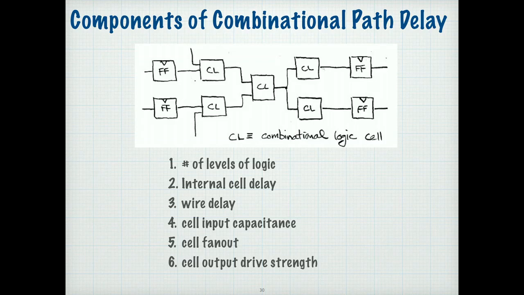There's the delay of the wires. There's the input capacitance of the cells, which also determines the delay, because that determines how much capacitance each cell sees. And likewise, the cell fan-out. Here you can see this cell fans out to two others. Therefore, this one is going to see more capacitance at its output.